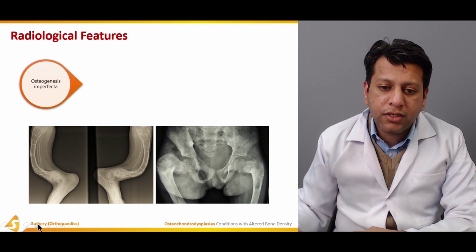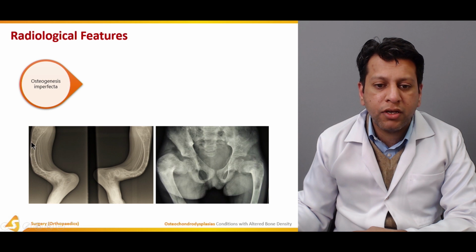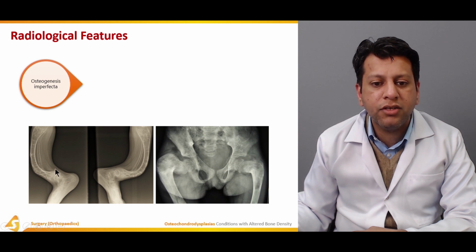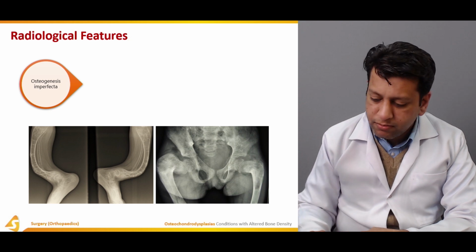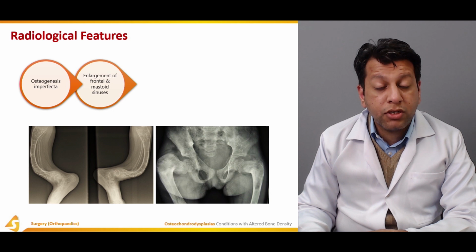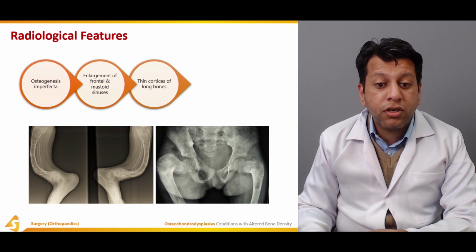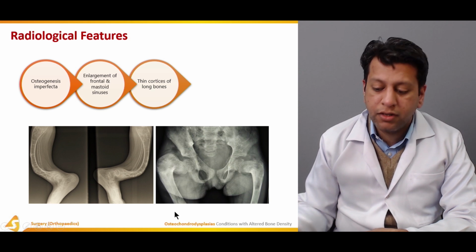If you see this X-ray, this whole malalignment is due to multiple fractures. Probably the fracture was here, then it was here, and then here, then eventually it healed in such a way that led to a malalignment. Enlargement is usually seen of the frontal and mastoid sinuses. Thin cortices of the long bone, as you can see over here. These are paper thin cortices, especially over here.